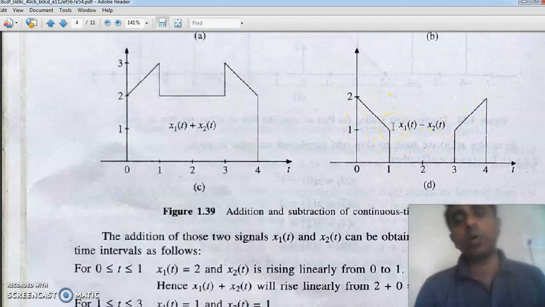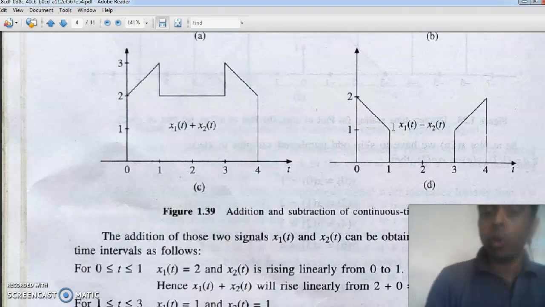Next we'll see what is signal multiplication, and afterwards we'll go to the basic operations performed on a signal.